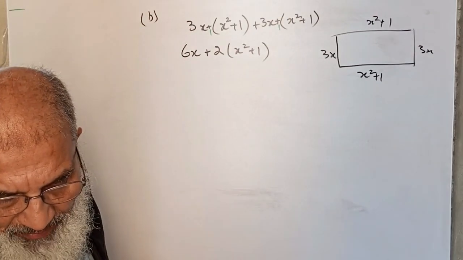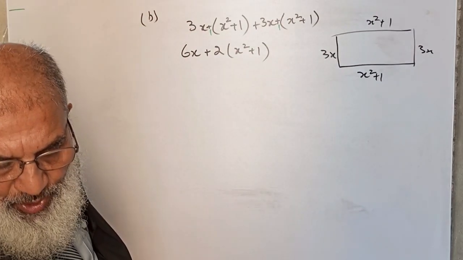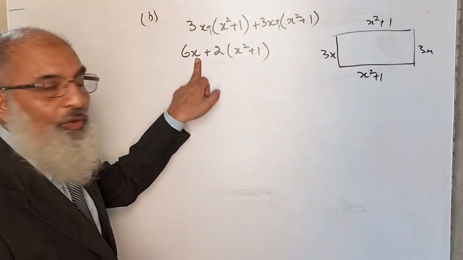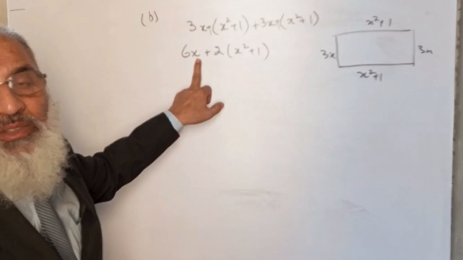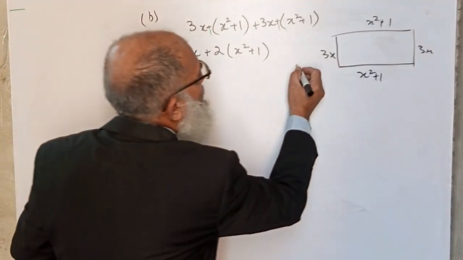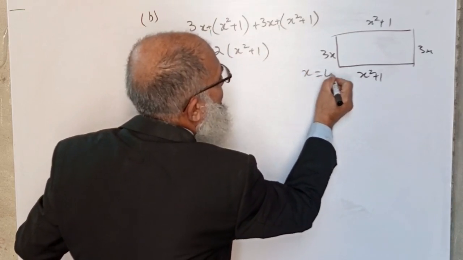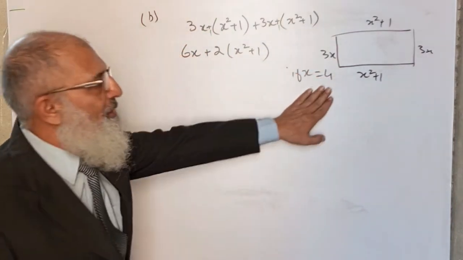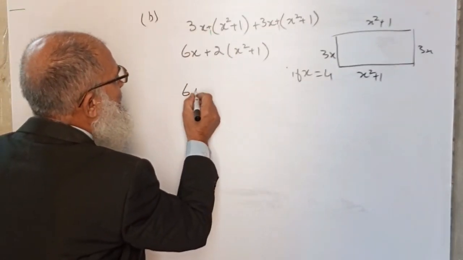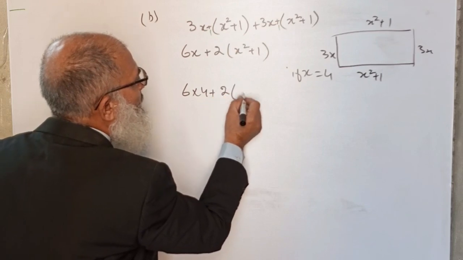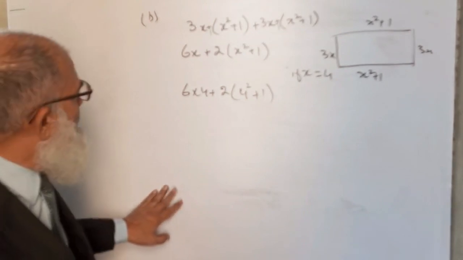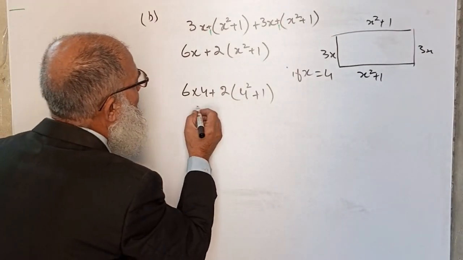But he said that you have to substitute 4 into the expression. Instead of x we have to write 4. So now x is equal to 4. I write it here somewhere. If x is equal to 4, what will happen over here? 6 into 4 plus 2 into 4 square plus 1. Now what will happen over here?